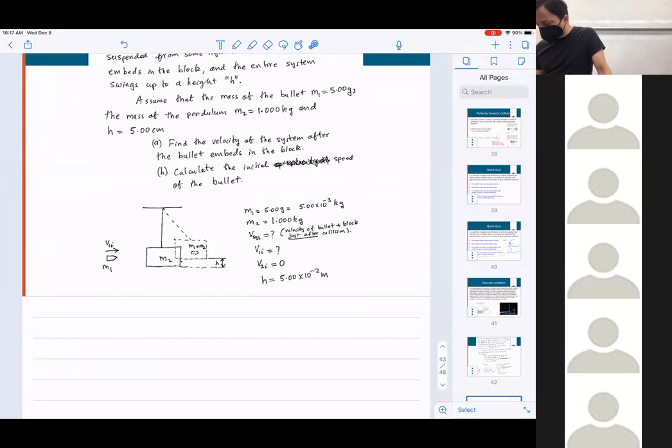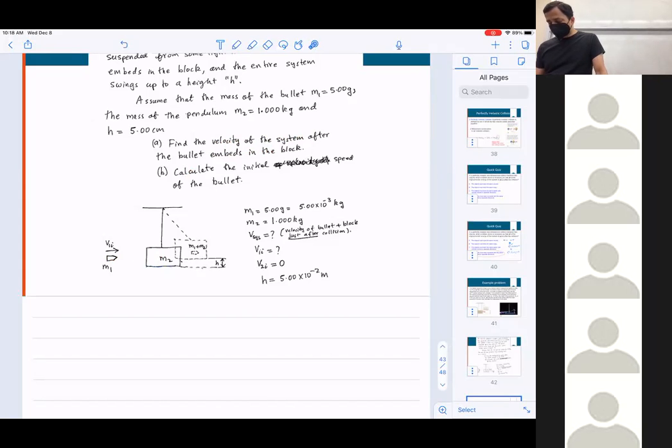We are told here that the mass of the bullet, M1 here, is 5 grams or 5 times 10 to the minus 3 kilograms. The mass of this block of wood is 1 kilogram. And they break it up into a part A and a part B just to walk you through it. In the end, we want to find what is the speed of the bullet. But in part A, what they say is find the velocity of the system of the bullet plus the block right after the collision. What is the combined velocity of that bullet plus block system?